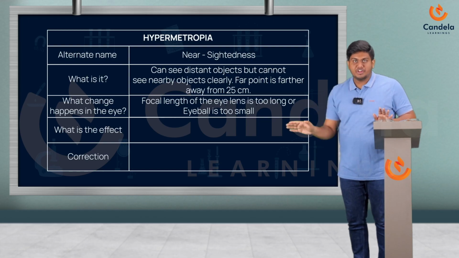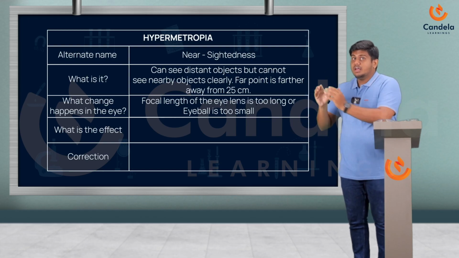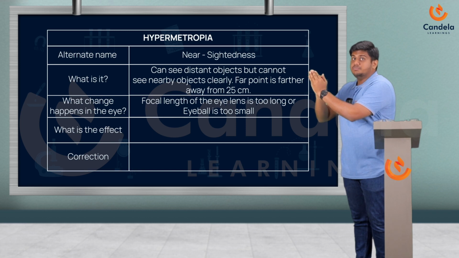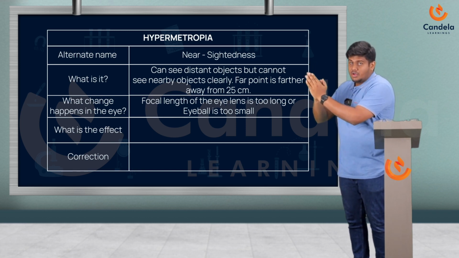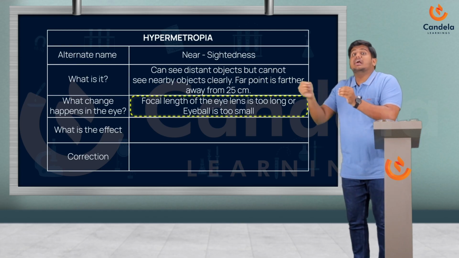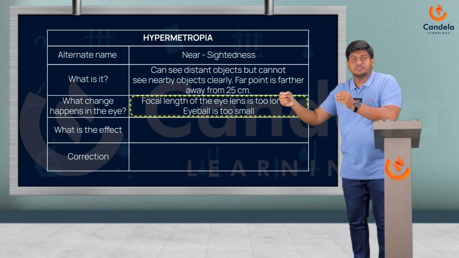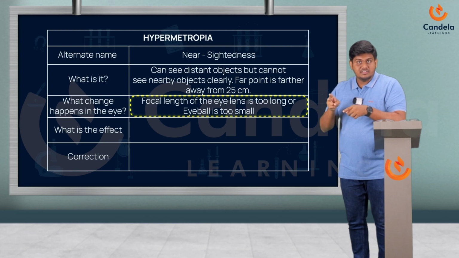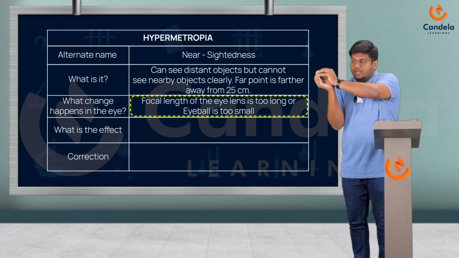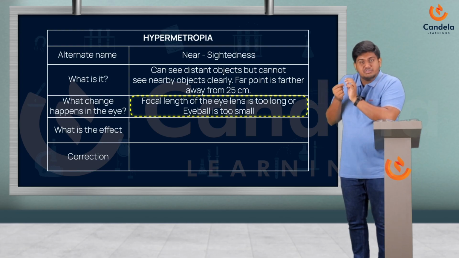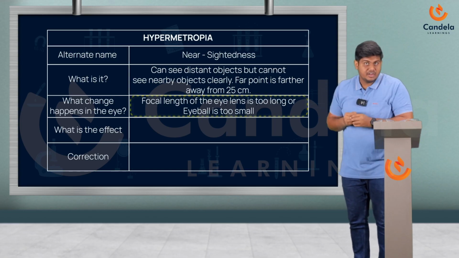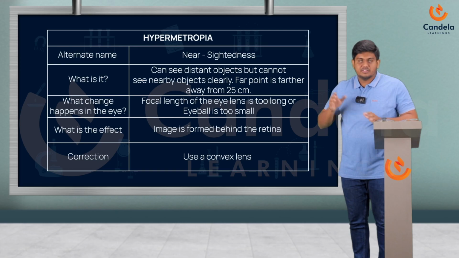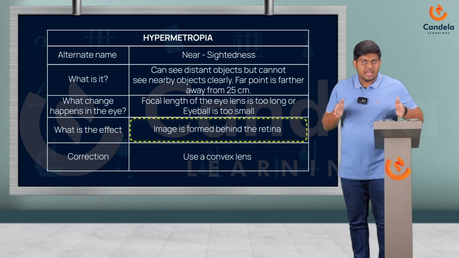Remember, opposite of myopia. In myopia, the eye lens was becoming thicker. Here, the eye lens is becoming thinner, or in other terms, the focal length is becoming too much. Or the second reason is your eyeball is becoming shorter. So the image which used to be formed on the retina is now forming behind the retina. The effect, like I said, is the image formed behind the retina.